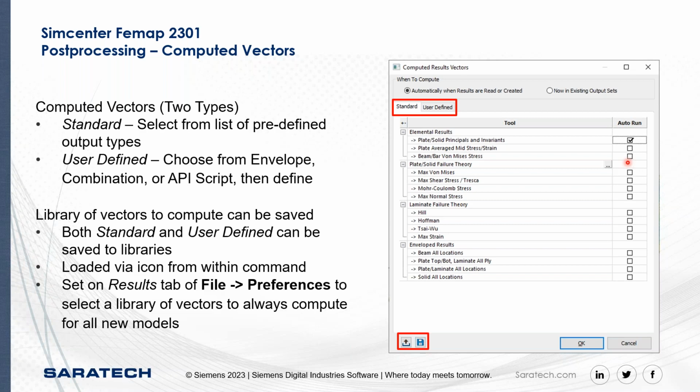For both the standard and user defined, you can save them off to a library or you can load them from a library. This is particularly nice if you have some sort of standard work or standard approach, the way you would like things to be post-processed within your company. You could certainly create that library and build that out, and then load or save from that library, and everybody's working to the same standard work. That's certainly a nice feature.